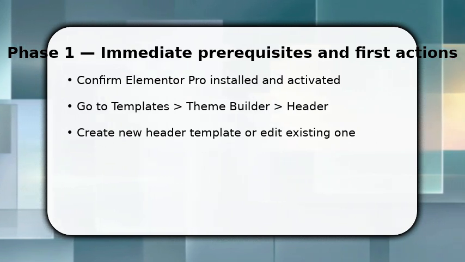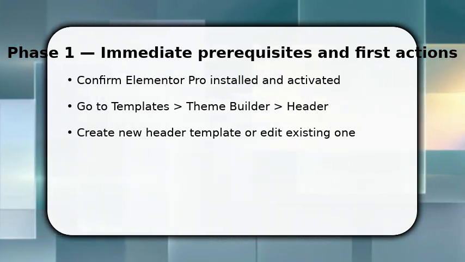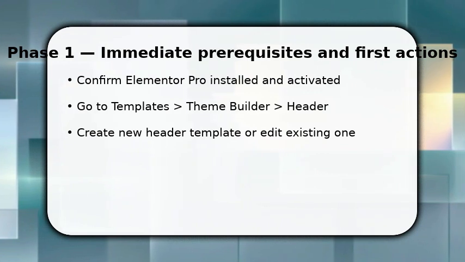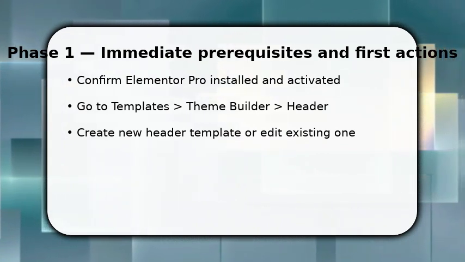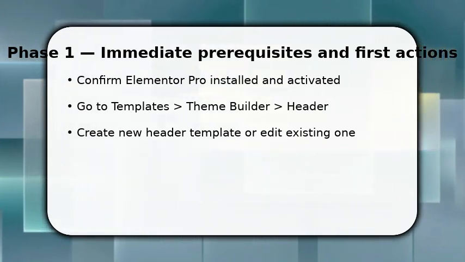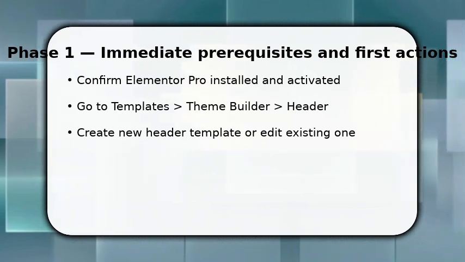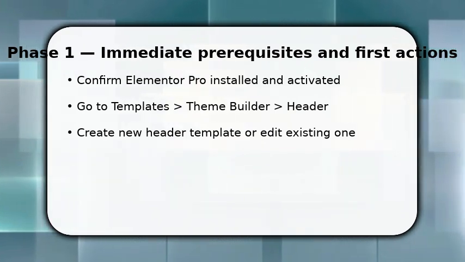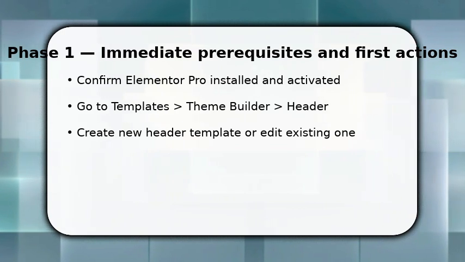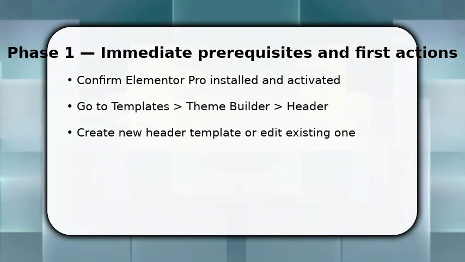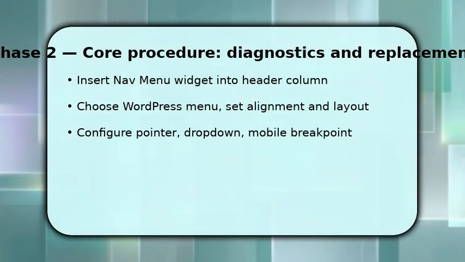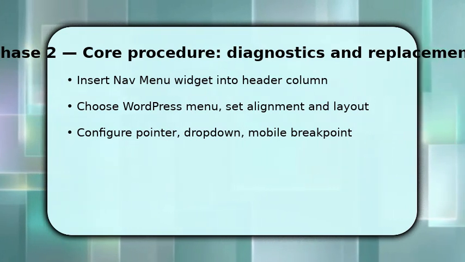Once the header canvas loads, add a section with proper column layout, set width and margins, and save a draft. Make sure global site settings like container width and site identity are set first, so your menu aligns correctly across pages. Now drag the nav menu widget into the header column and select the WordPress menu you prepared. This is where content meets design.